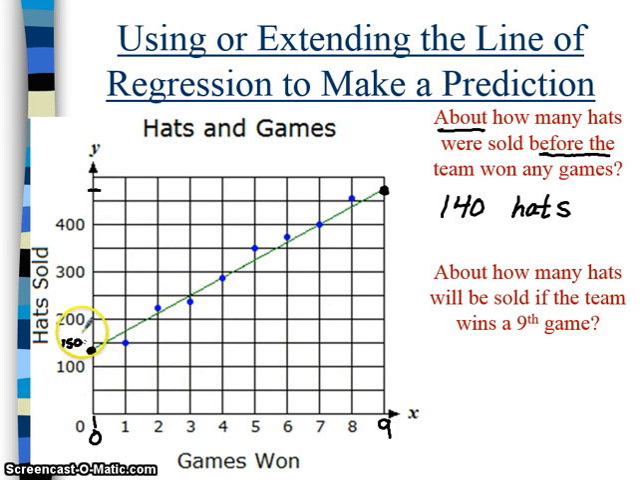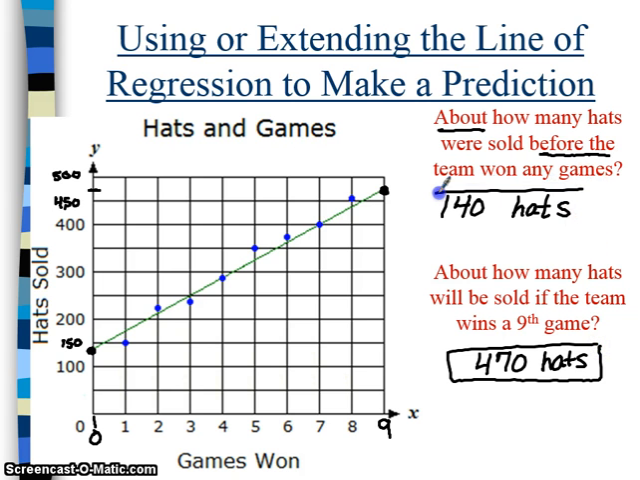So this would be 100, 150, 200, 250, 300, 350, 400. This is 450. This line's 500. And this is just a little less than halfway between there. Halfway between there would be 475. So we'll say about 470 hats are predicted to be sold if they win a 9th game. This helps teams to know how to stock for what they might sell.